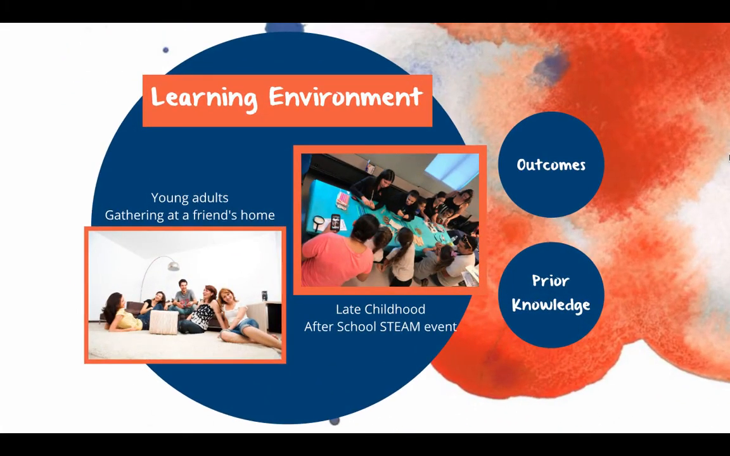This activity will take place in two different locations. The intended learning environment for the children in late childhood will be at an after-school event, while the intended learning environment for the young adults will be a gathering in the evening at the home of a friend. These groups have been separated so as to adapt and accommodate the activity to suit the developmental capabilities of each group.